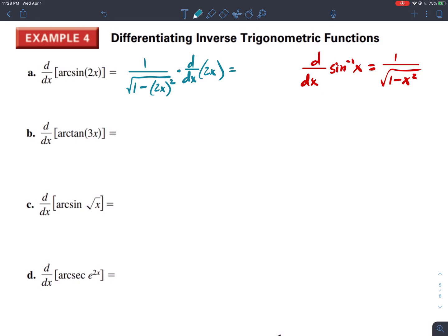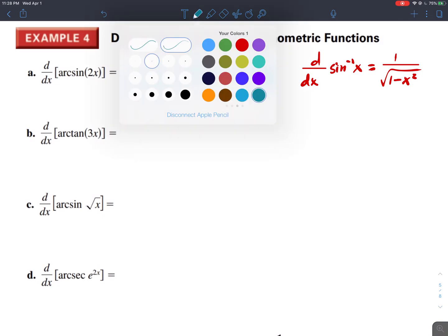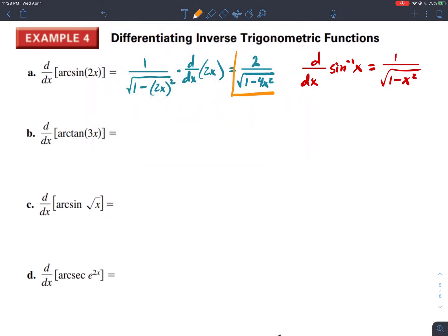So our answer is 2 over square root 1 minus 4x squared. Be careful when you square here. I see a lot of students that forget to square the 2, and they just square the x and call it 2x squared. This should be 4x squared. All right, moving on. Let me box that off. That was our answer here.